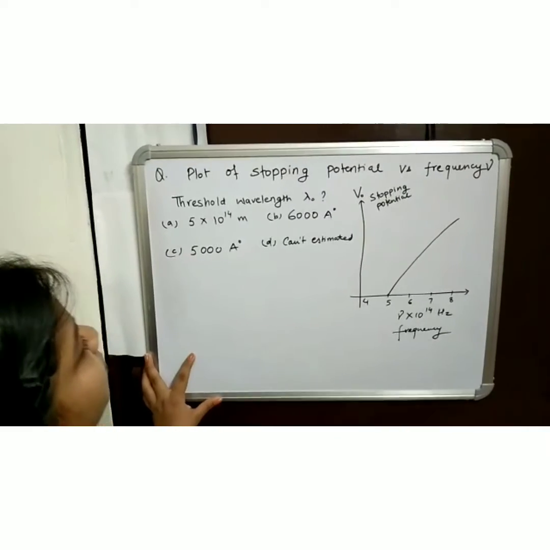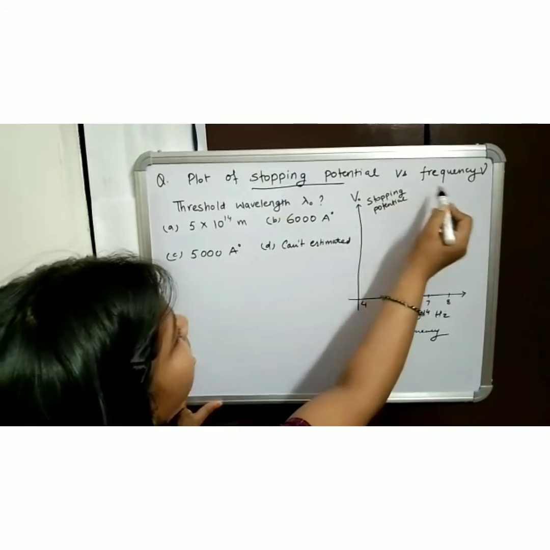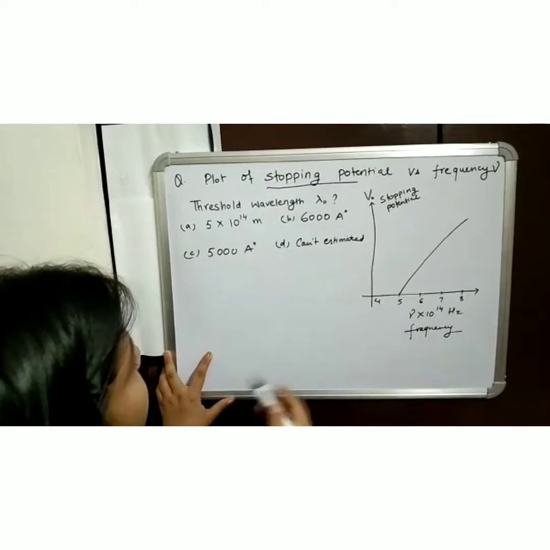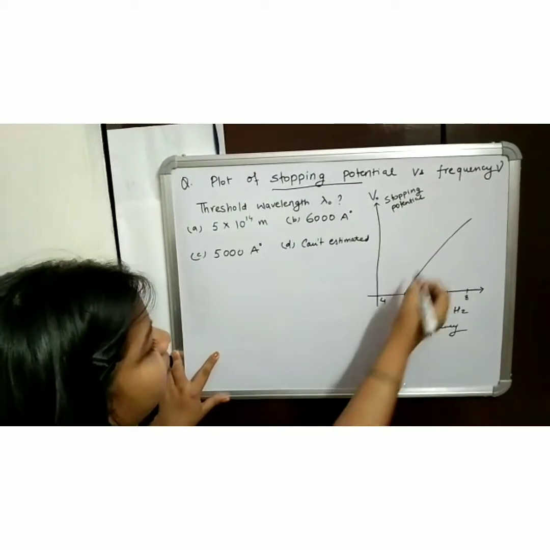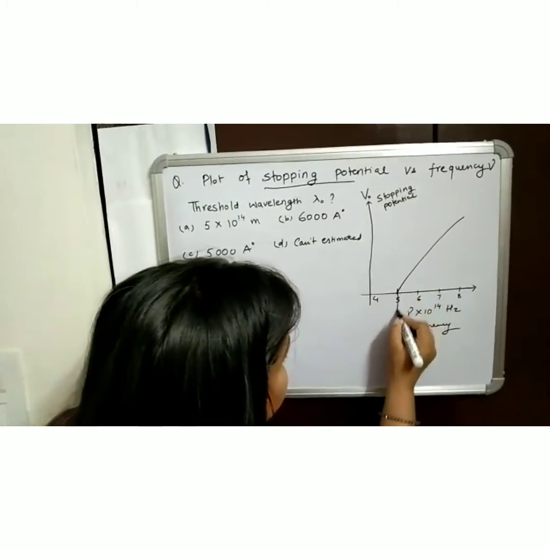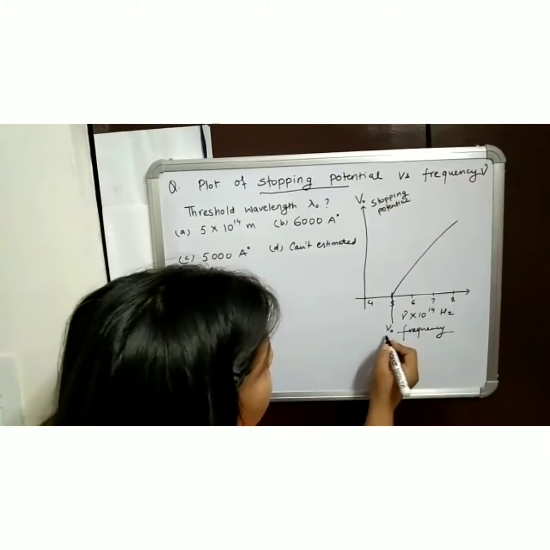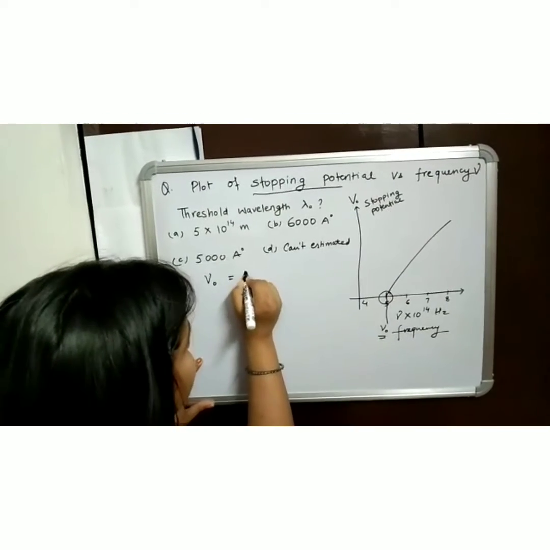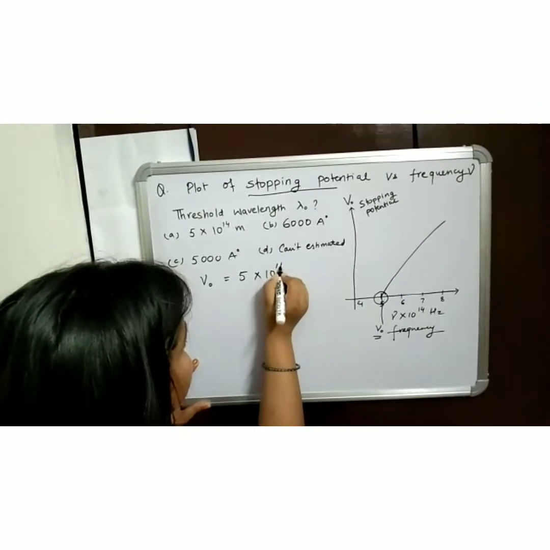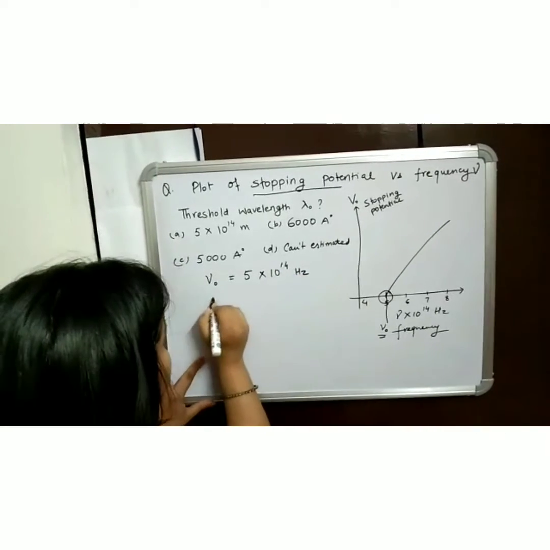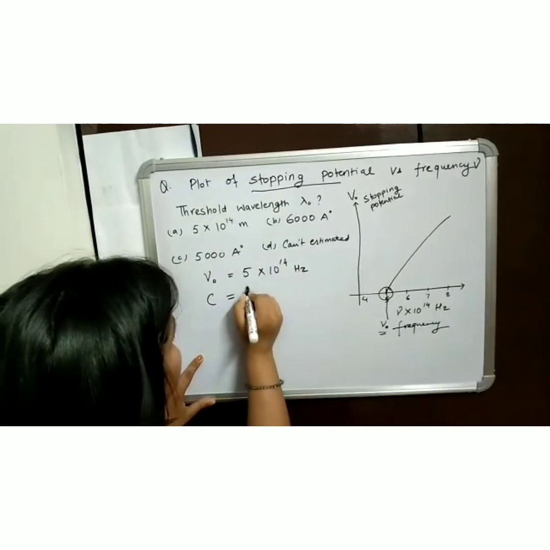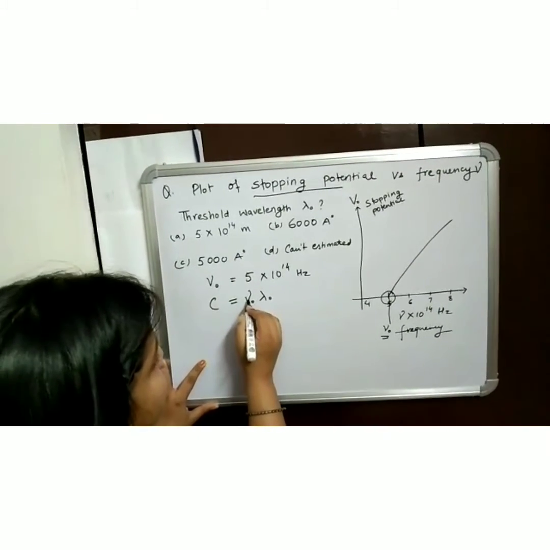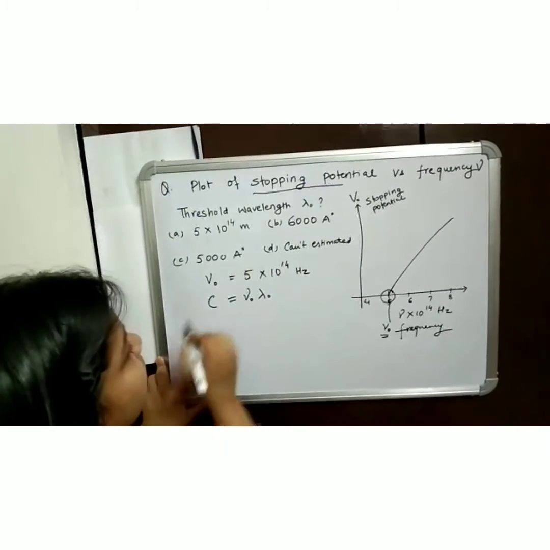In this question, a plot of stopping potential versus frequency mu is given here, and we have to find the threshold wavelength lambda naught. Now, from the graph, this is mu naught, the threshold frequency. So mu naught is 5 into 10 to the power 14 Hertz. We all know c is equal to mu lambda. Here I am writing mu naught and lambda naught. Mu naught is the threshold frequency and lambda naught is the threshold wavelength.